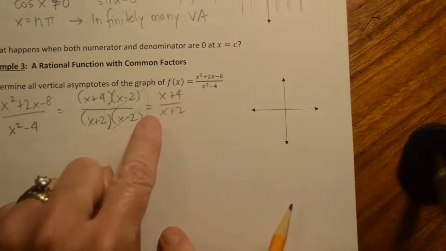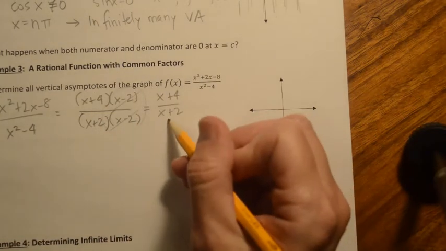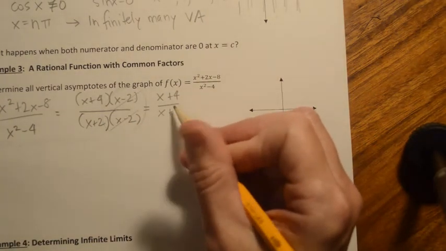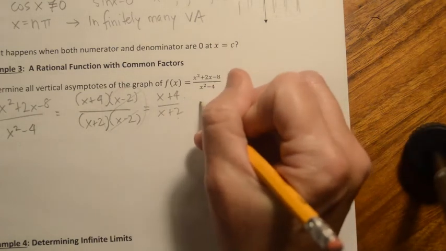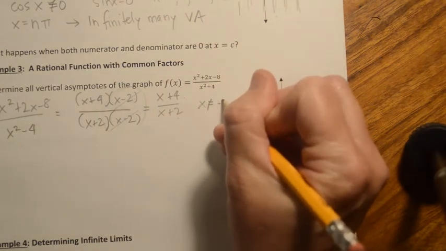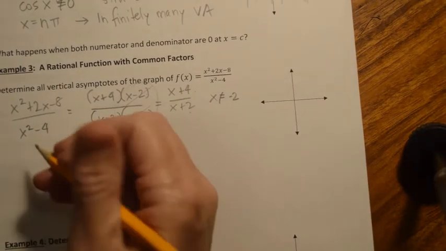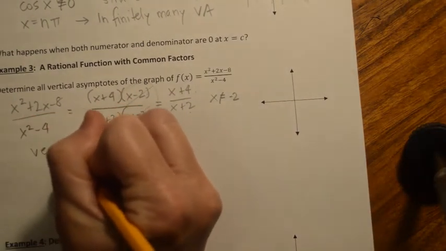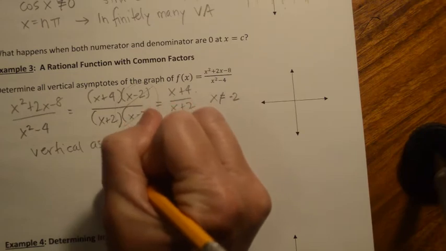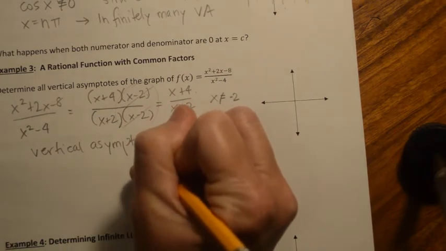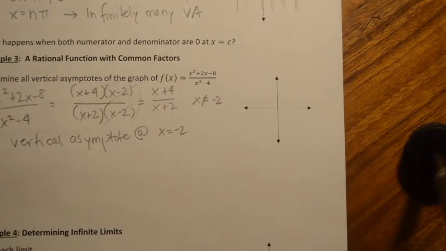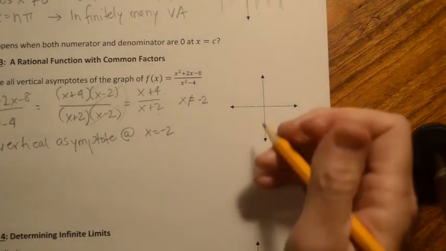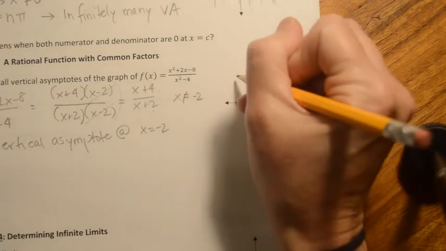But notice here at negative 2, negative 2 makes the denominator 0, but it makes the numerator 2. All right, so here we're going to say x absolutely cannot be negative 2. There is a vertical asymptote there. So vertical asymptote at x equals negative 2. So we put in that vertical asymptote.